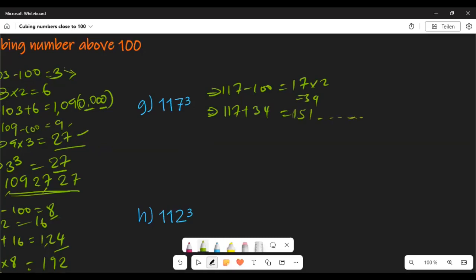That means we have 1.51 something as million. And then the next thing we're going to say is 51 multiplied by 17, because now the difference between 100 and 151, so 151 minus 100, will give us 51. Now that 51 is what we want to multiply by 17.